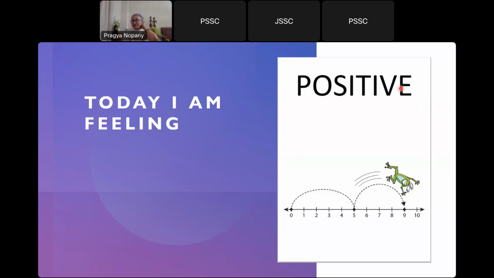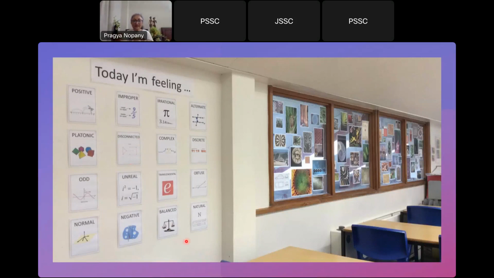See, today I'm feeling positive. Now, what a beautiful depiction of positiveness. Here, this is the number line, and then from here to here, you are going on to greater and greater positive numbers, and this is the frog who is jumping from one positive number to another positive number because he's elated, he's feeling positive. So this is how you can make a wall display like this one using the idea of different kinds of numbers.